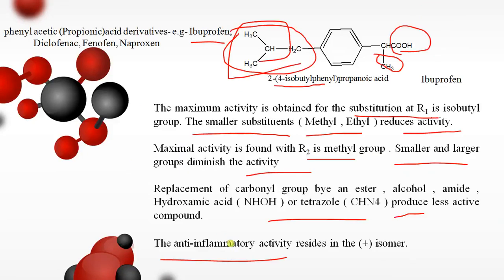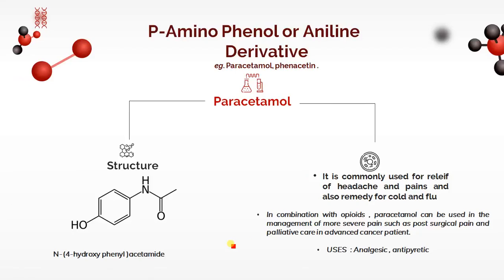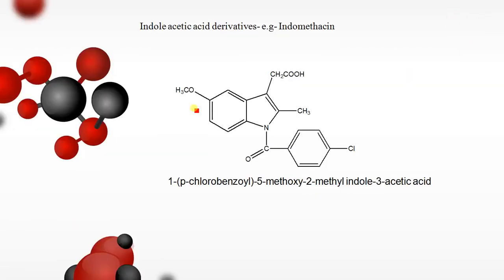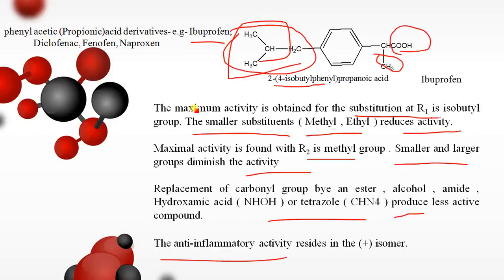This is regarding the classes: aryl acetic acid derivative and para-aminophenol derivative. Examples are paracetamol and phenacetin. Then indole acetic acid, indene, pyrrole acetic acid, and propionic acid.